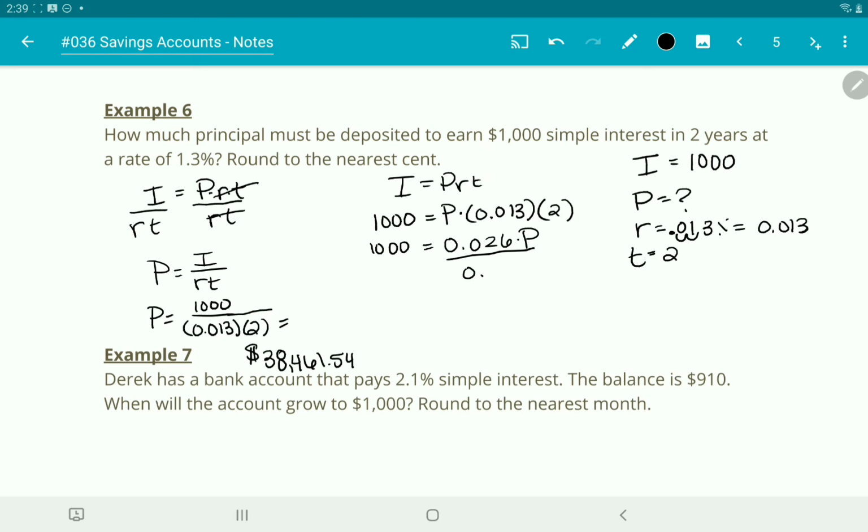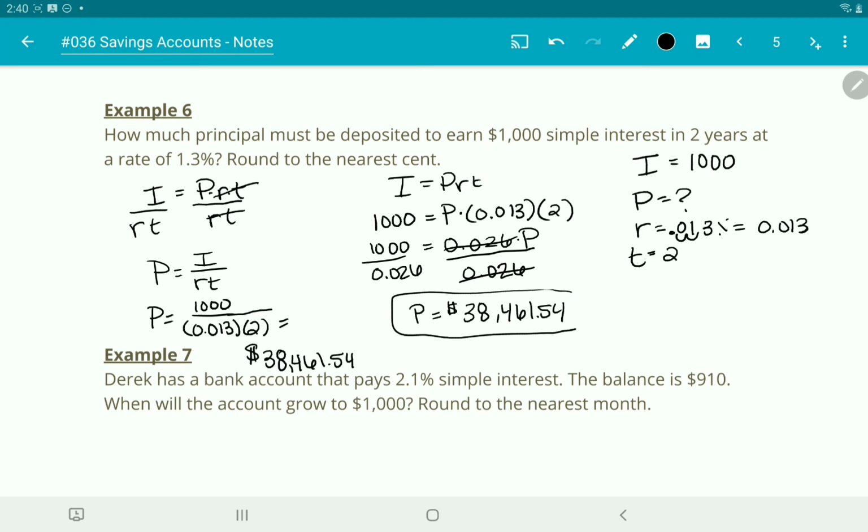And then from there you would divide by the 0.026, and that would solve to give you P still, and that would still give you this answer of $38,461.54. So either way you want to do it, whether you want to solve for the variable and then plug in the numbers, or plug in the values and then solve for the variable, you can do it either way. Either way, this is going to be your answer.